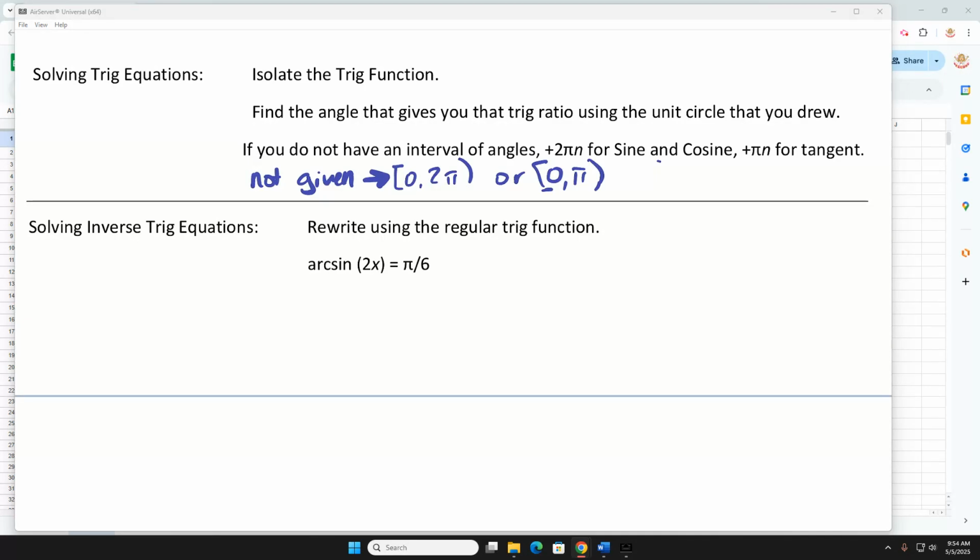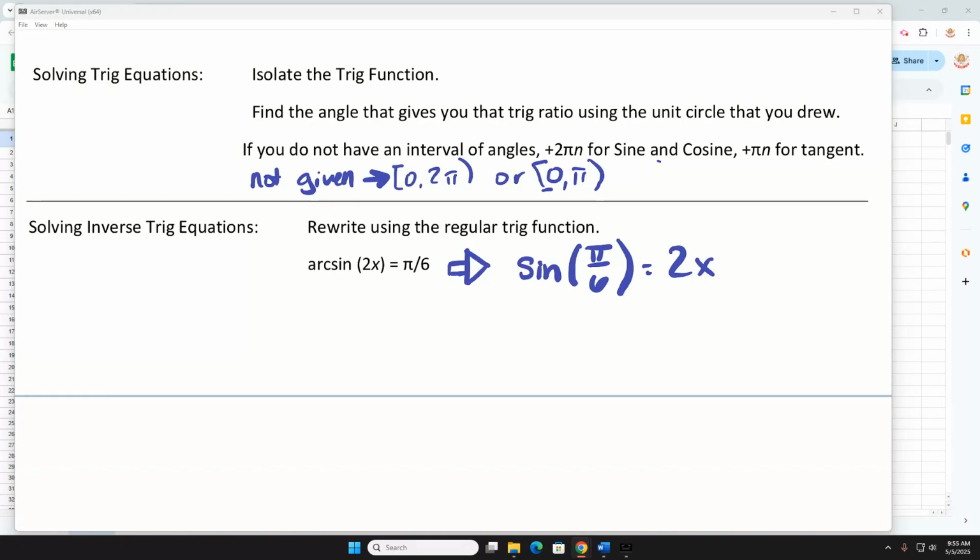All right. Then, if it's an inverse trig function, you're going to rewrite it as a regular trig function. So if we have the arc sine of 2x is equal to the angle pi over 6, we can change it to regular sine of pi over 6 equals 2x. And then you're just going to do it like a regular trig. You're never going to do plus 2n pi or n pi on inverse trig functions because they have a very small range.